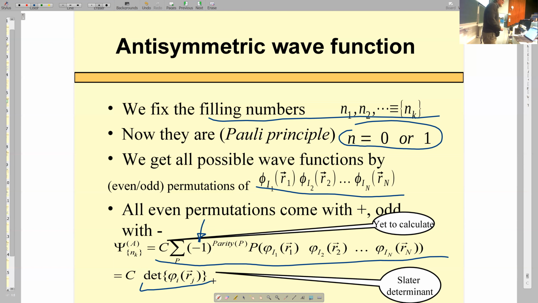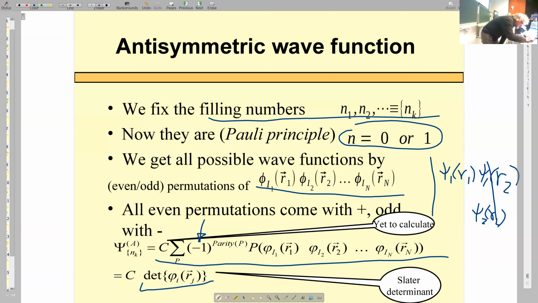Right, so for two particles. The matrix would be psi 1 of R1, psi 2 of R2, psi 1 of R2, and psi 2 of R1. Good. That's for two particles.